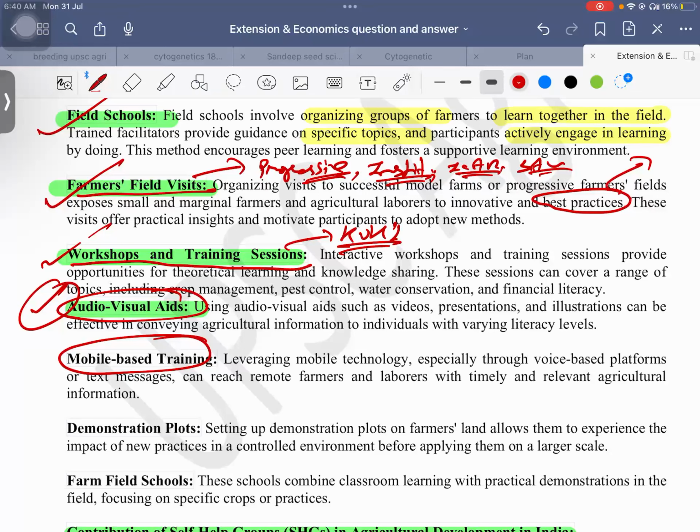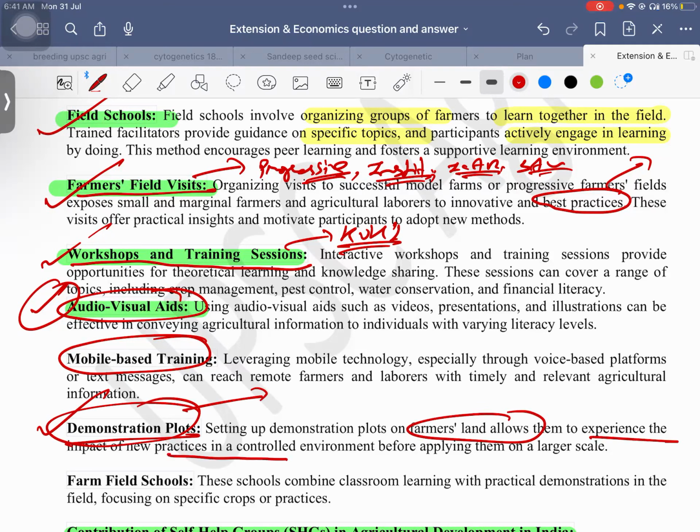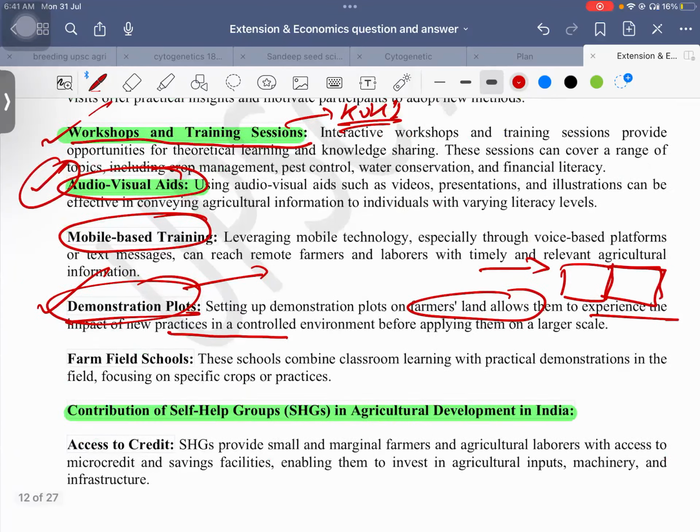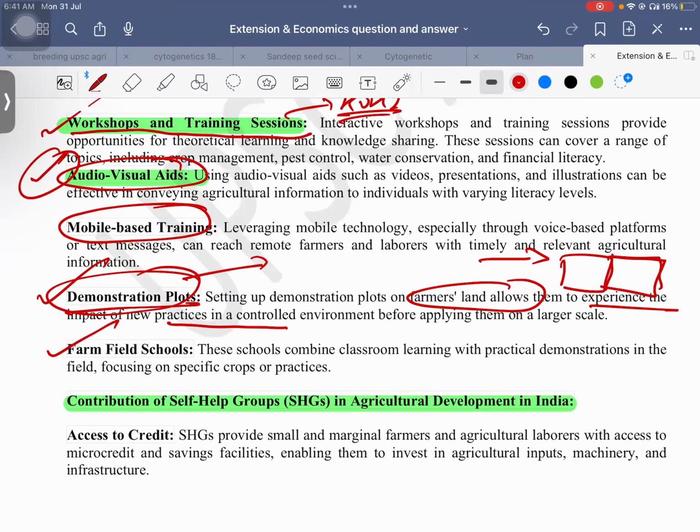And also demonstration plots. Demonstration plots are similar to field plots, wherein the farmer's land allows them to experience the impact of new practices. We make some plot in KVK or in some farmer's field, and we bring farmers to see that. Next is farmer field school. These schools combine classroom teaching with practical demonstration.